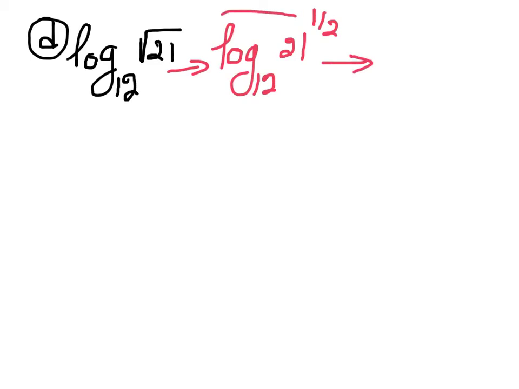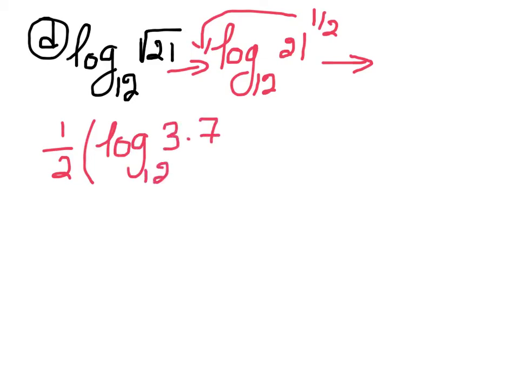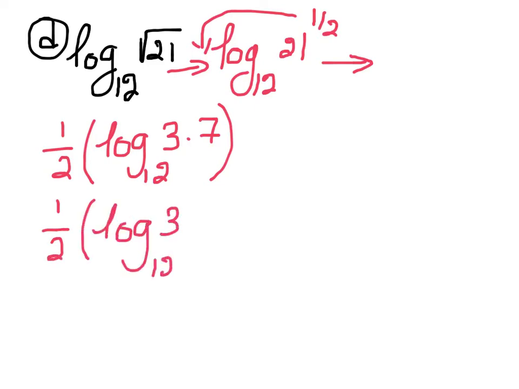Log base 12 of the square root of 21, the first thing you might want to do is make the square root a rational exponent, so it will be to the 1/2. Then I need you to take the 1/2 and put it in the front. So that will be 1/2 log of 3 times 7. And 3 times 7, we just did on the previous problem, which gives you 1/2 log base 12 of 3 plus log base 12 of 7.